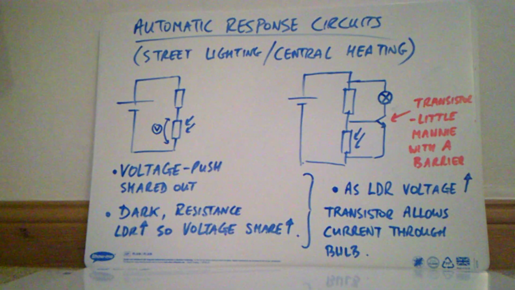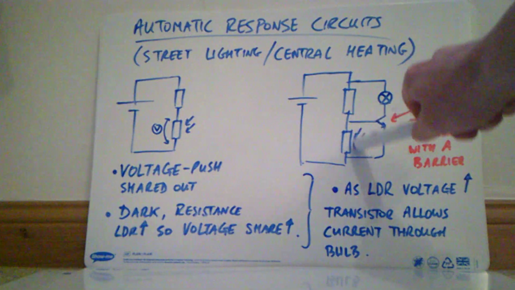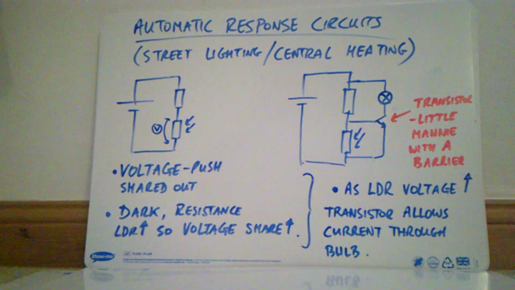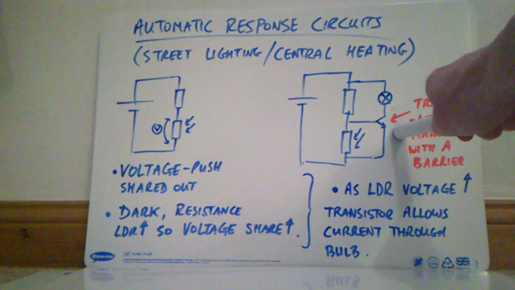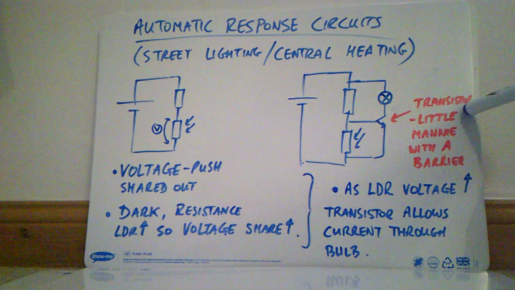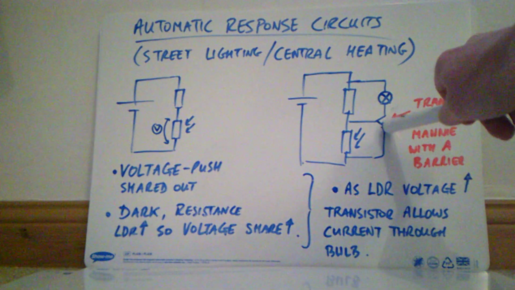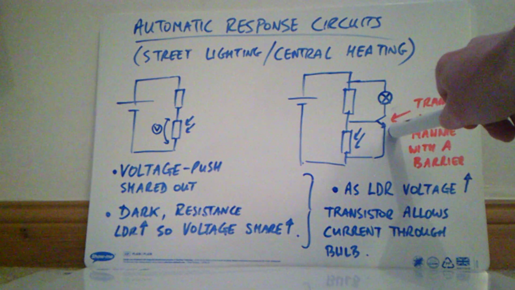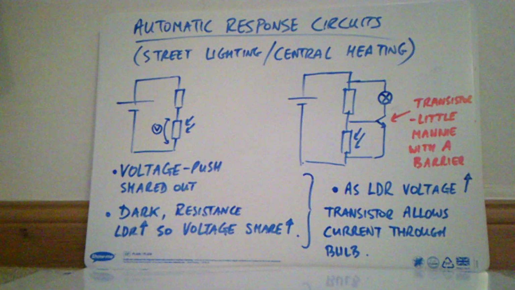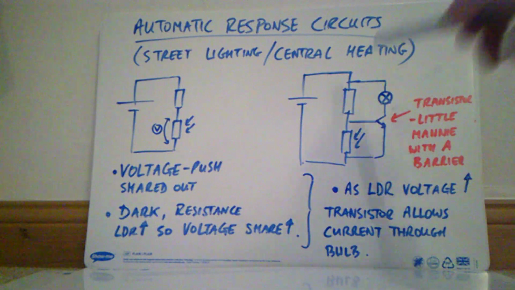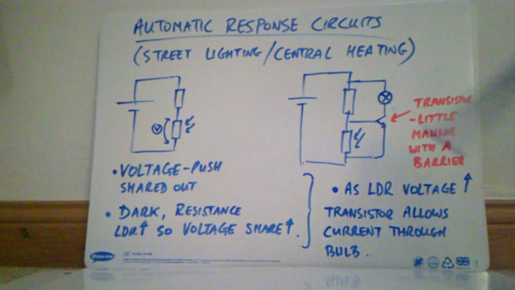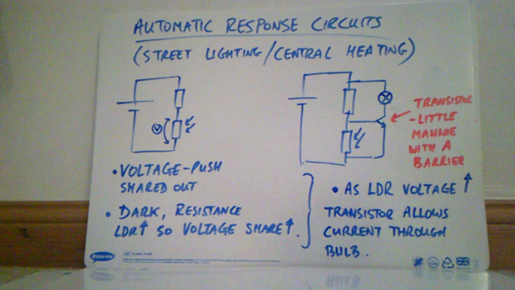So, what can we do with that? Well, if we know the voltage across the LDR is going to go up, then we can attach something called a transistor switch. Now, a transistor is like a little Manny with a barrier. So the transistor is a switch, like a little Manny with a barrier, which only opens up the barrier to let electricity go through the bulb when the voltage push across the LDR has reached a certain level.